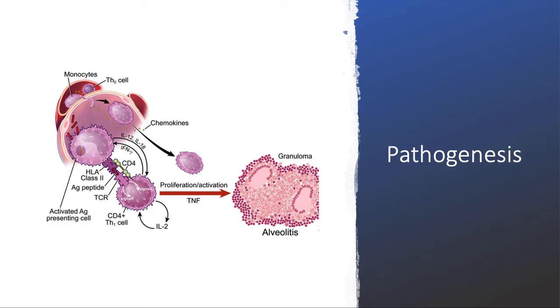Sarcoidosis is an immune-mediated multi-system disease. The most widely accepted explanation of the pathogenesis of sarcoidosis is that one or more specific environmental agents trigger an inflammatory response in the immune system of a genetically susceptible host. However, the supposed antigenic agents responsible for the disease have yet to be identified.